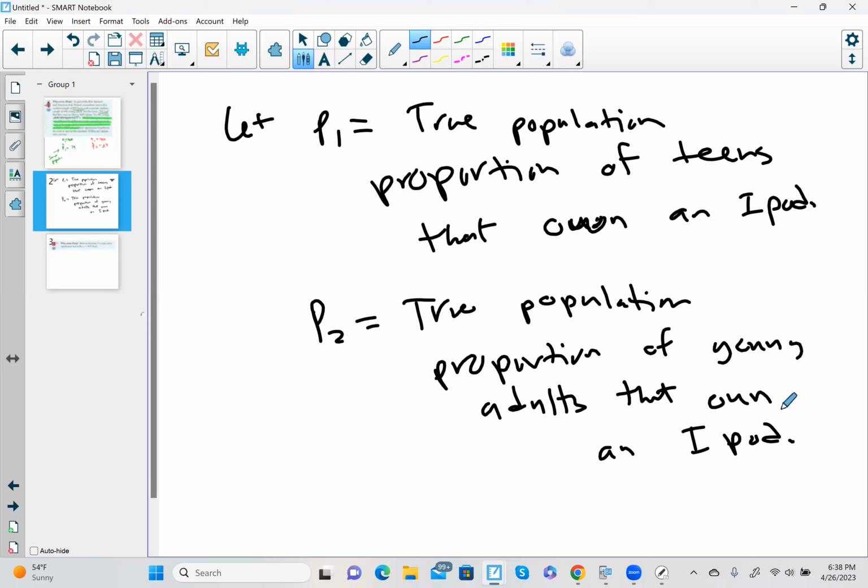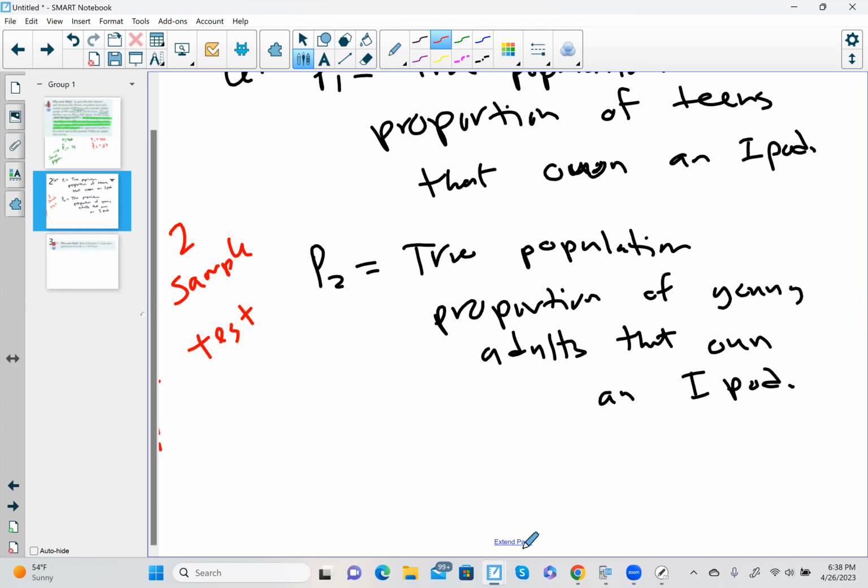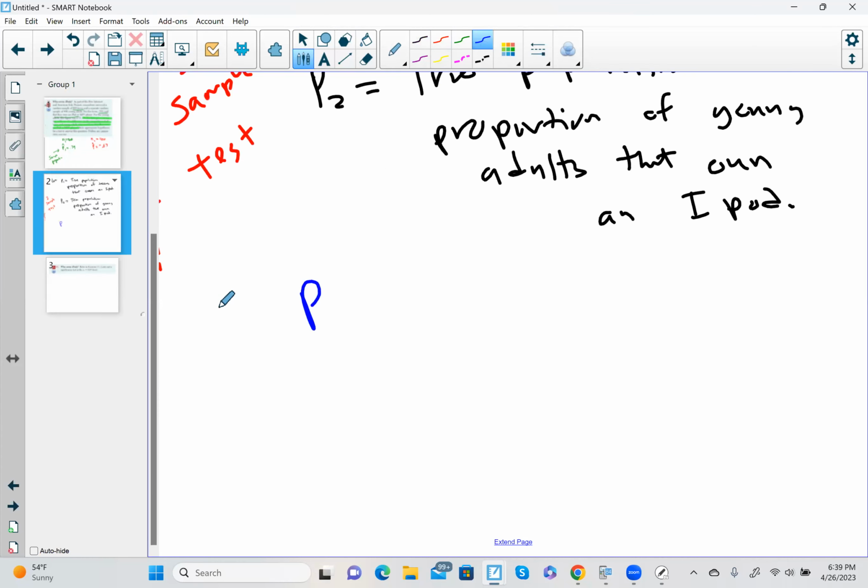Okay, so because we're comparing two groups, this is called a two sample test. We're comparing two different proportions for two different groups to find out if we think these groups are fundamentally different from each other. Okay, specifically in this case, this kind of problem that we're looking at today is called a two proportion z-test. That's what this thing is called.